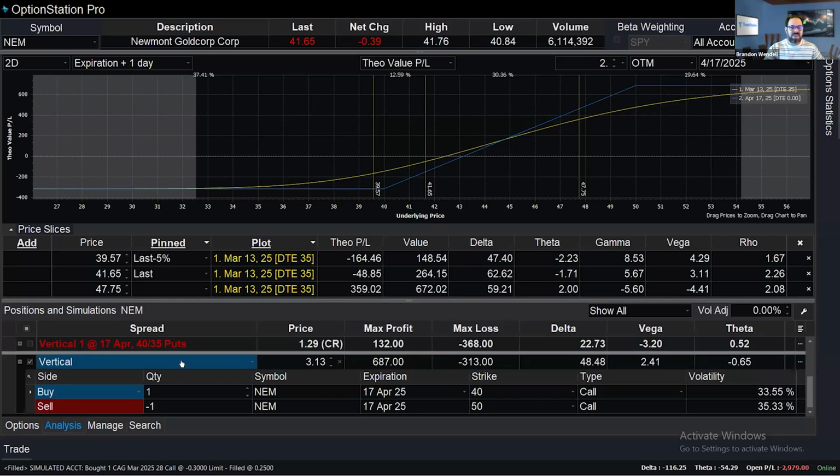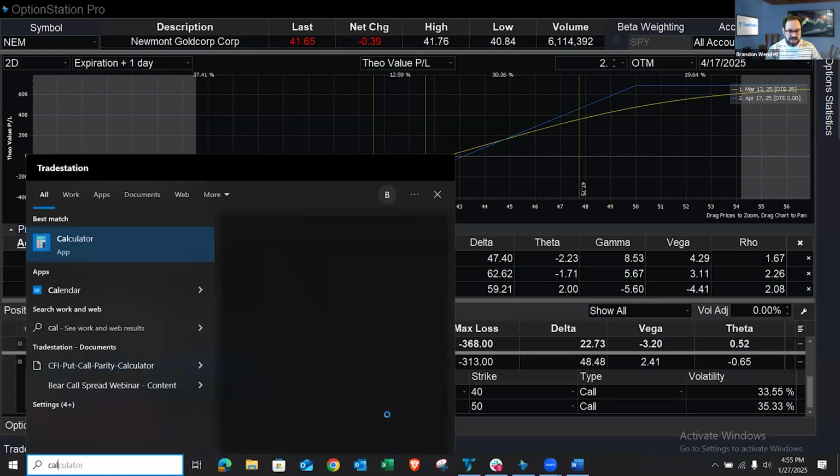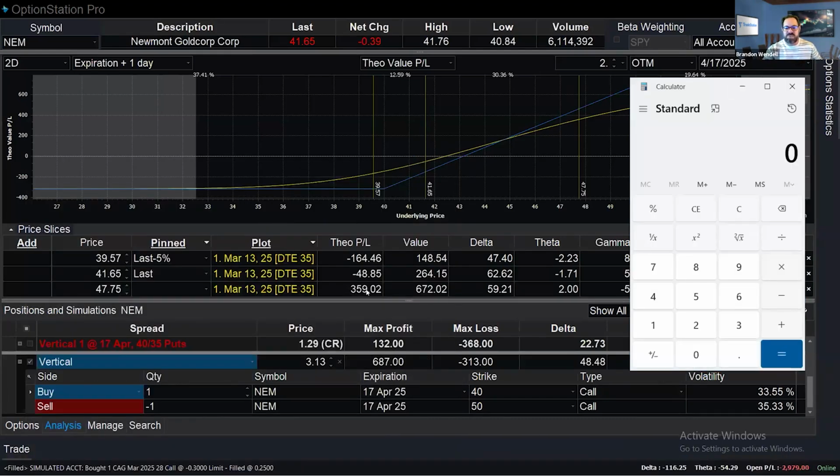All right. Now, how much am I willing to lose? Well, typically I don't want to risk more than 1/3 of my potential profit. So what I can do then is calculate that. We're looking at a potential profit, I'll just call it 350. Divided by 3 is about $116.